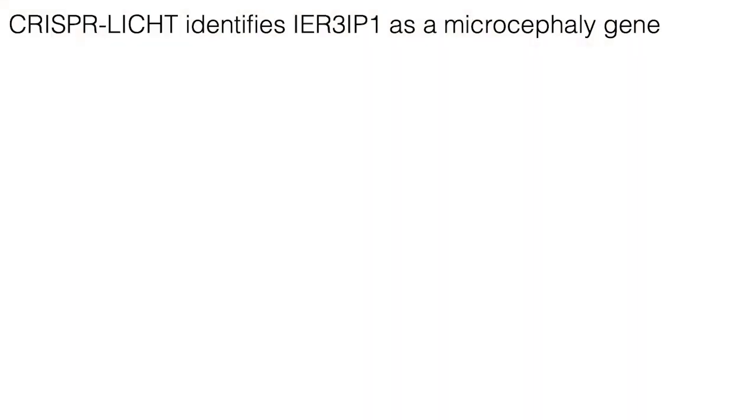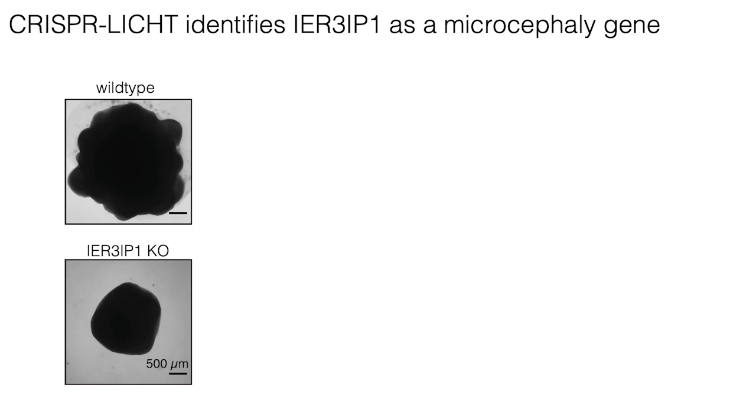We used CRISPR-LICHT to look into microcephaly, a severe neurodevelopmental disorder in which patients suffer from small brains. We used CRISPR-LICHT to test 173 microcephaly candidate genes and found 25 new ones. We were particularly interested in one gene, IER3IP1, because it seemed unrelated to other microcephaly genes. Indeed, we found that IER3IP1 knockout organoids are smaller, indicative of a microcephaly-like phenotype.